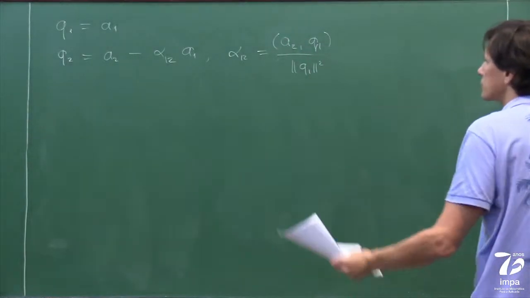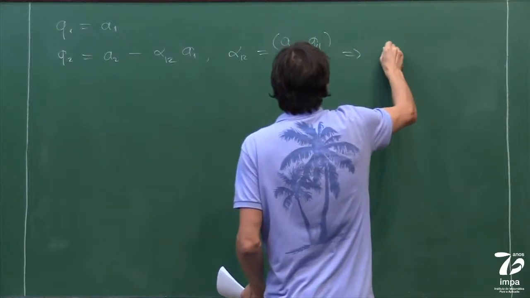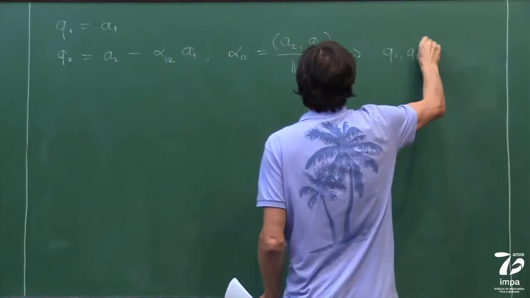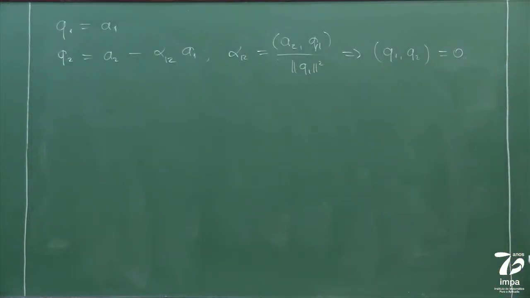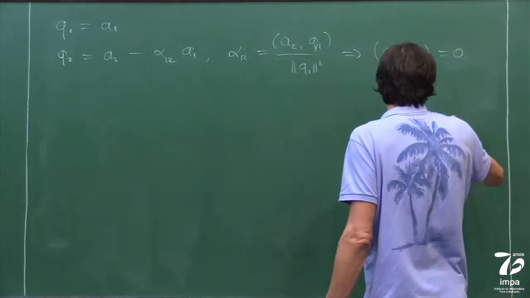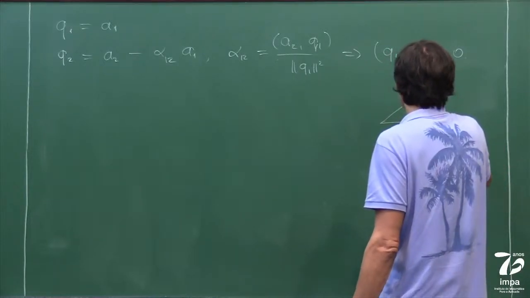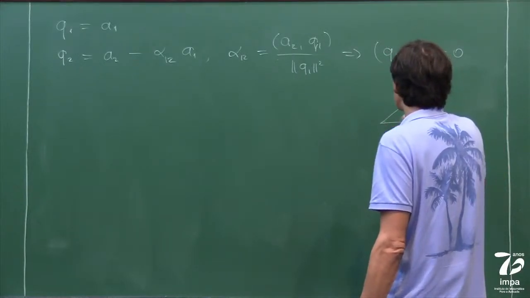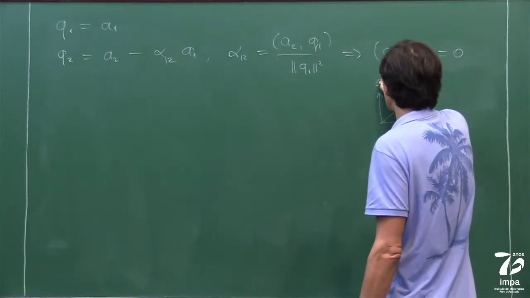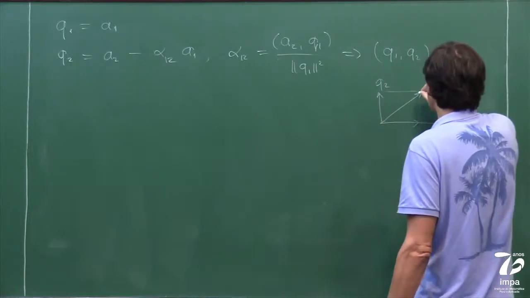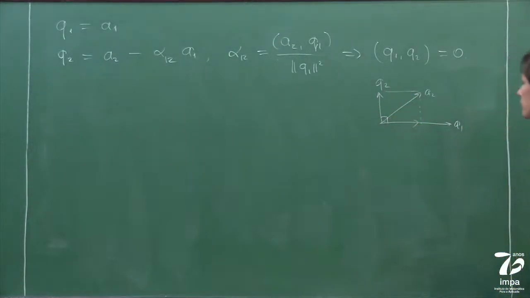So what you can see is that Q1 and Q2 are orthogonal now. What we did is there was a vector A1, the vector A2. We projected and removed this piece. So what will be left is Q2, exactly the part of A2, but in the direction orthogonal to the previous one.